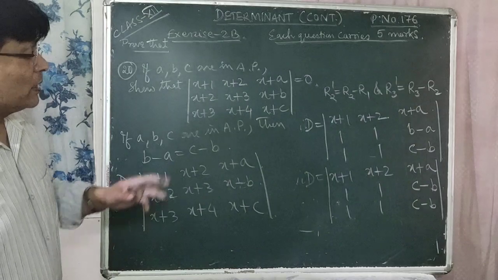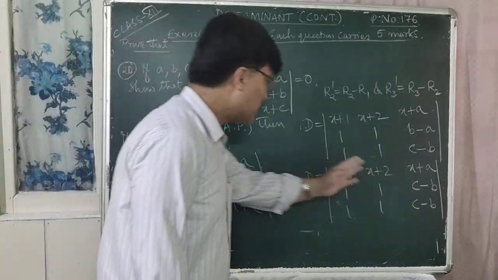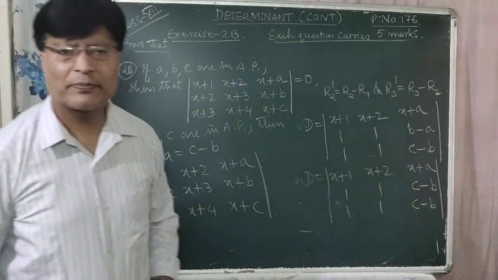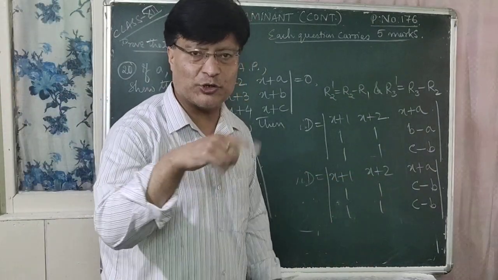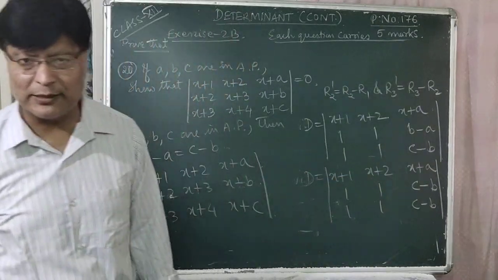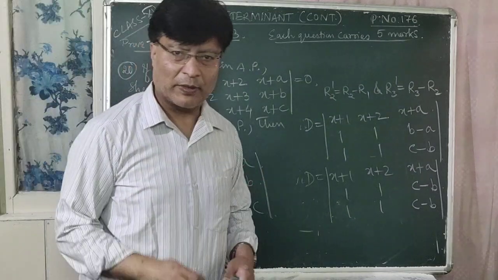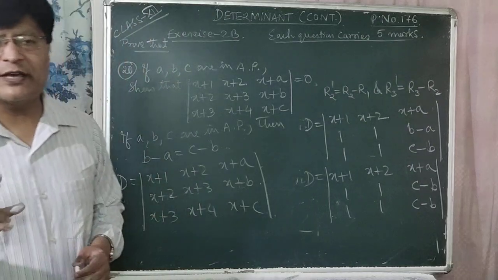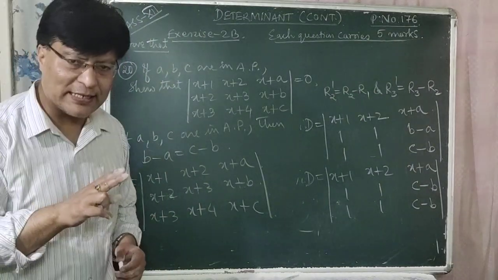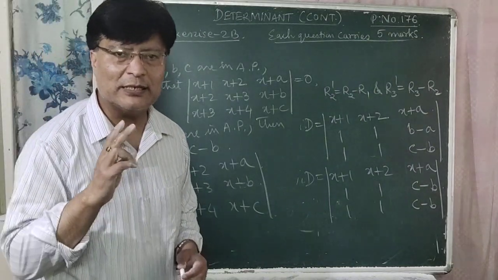Okay? So now, what can you say about this determinant? Two rows are identical. So what is the value of this determinant? It is 0 from the properties of determinant. That is the third property. So what is the third property? If two rows or two columns of a given determinant are identical, then the value of the determinant is 0.